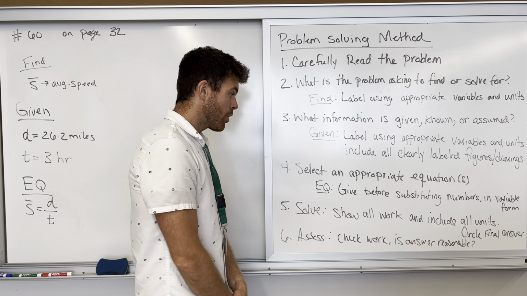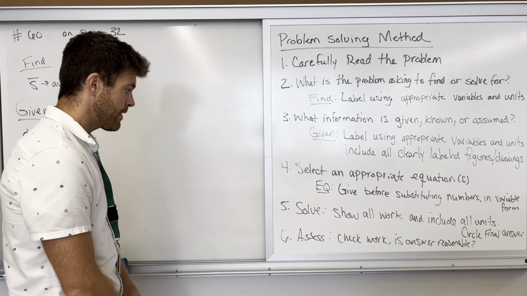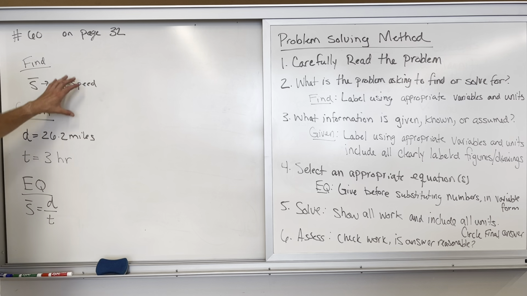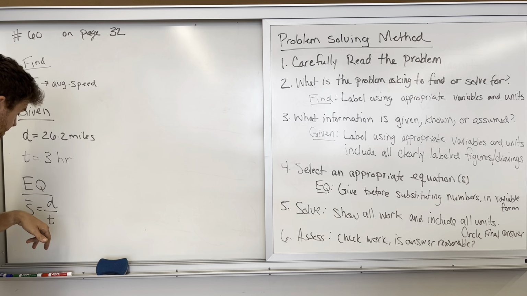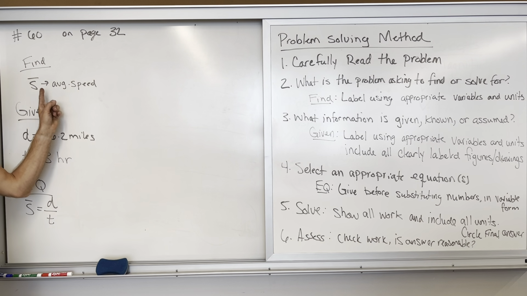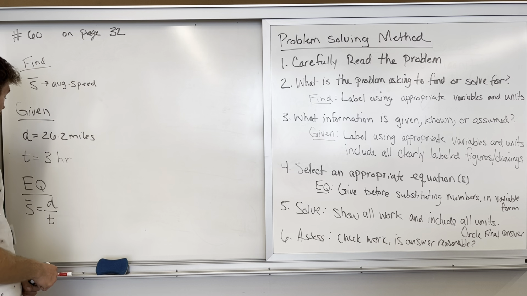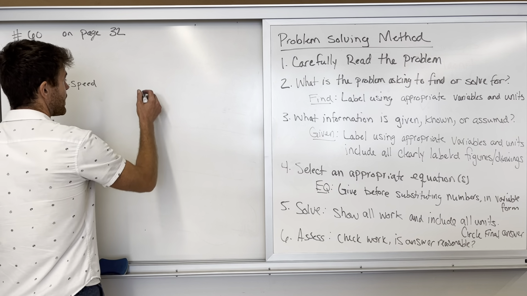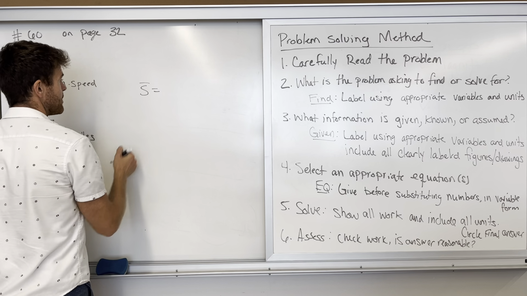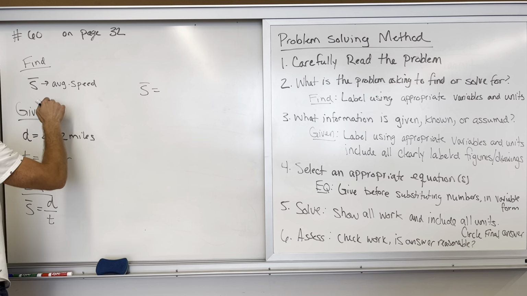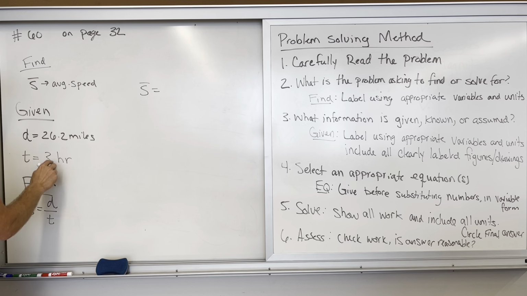Step 5, solve. Show all work and include all units. Circle final answer. So we're looking for average speed. We have this given information, we have this equation. This equation is already solved for what we're looking for, so we don't have to do any algebra. And so if it's already solved for, we can go ahead and make the appropriate substitutions, plugging in 26.2 miles for distance and 3 hours for time.